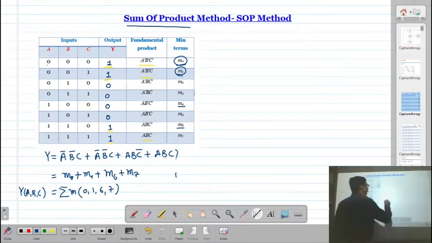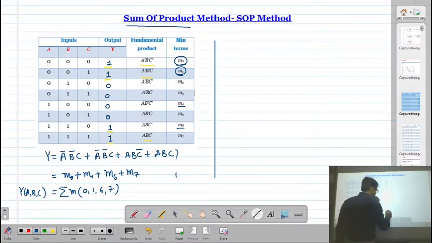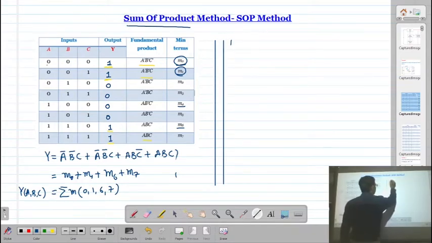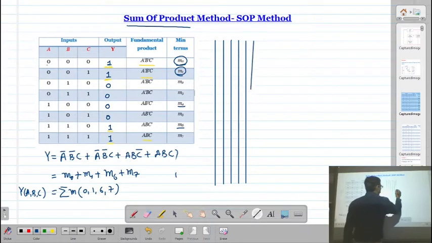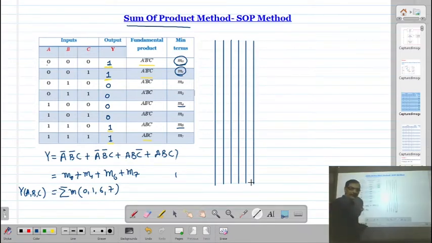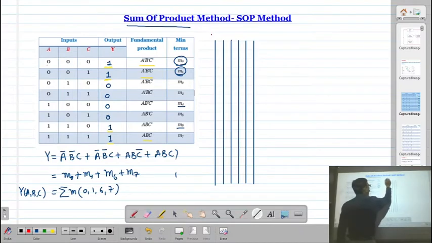Remember, here I will draw the first line, then the second one, third, fourth, fifth and sixth. Remember, three variables: this is A, this is B, and this one is C. And their complements, A bar, B bar, and C bar.